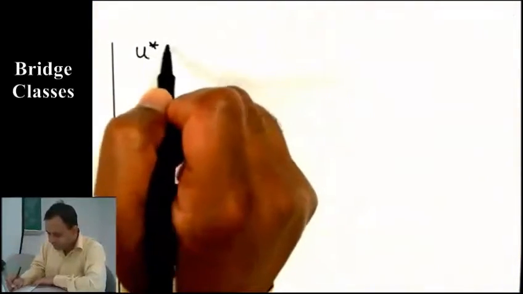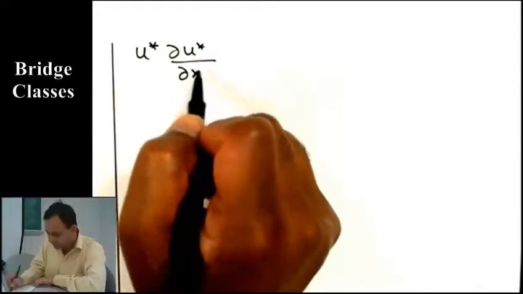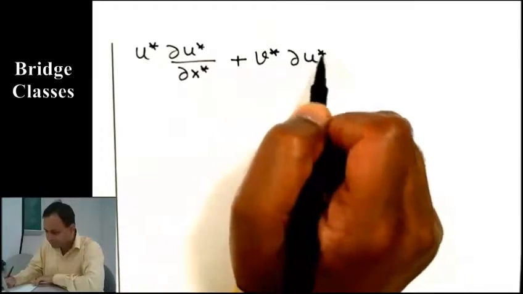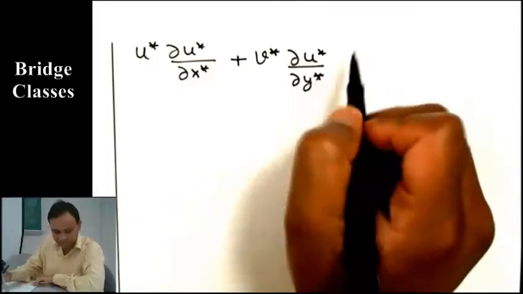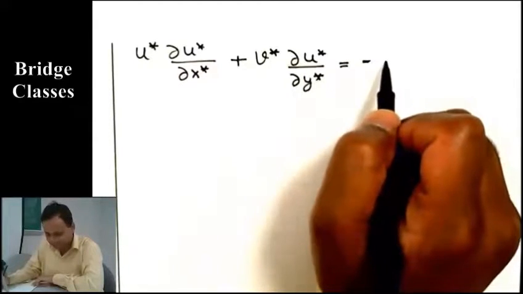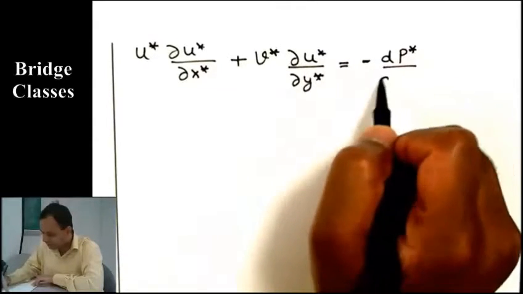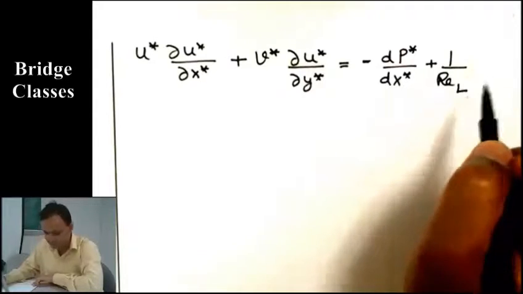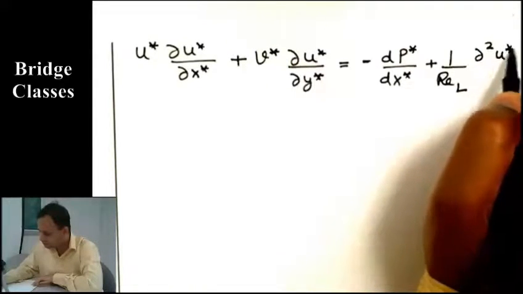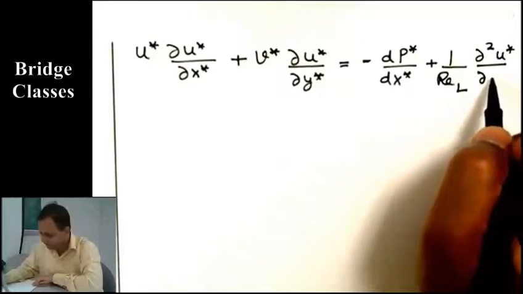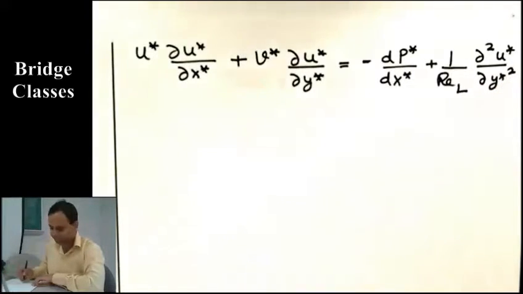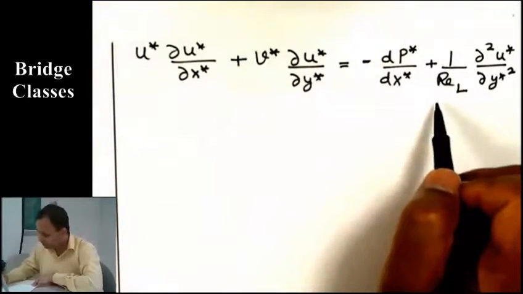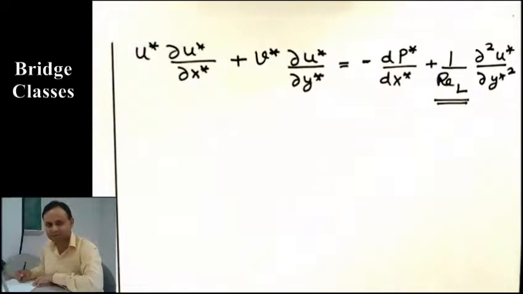u* ∂u*/∂x* plus v* ∂u*/∂y* equals negative dp*/dx* plus 1 over Reynolds number based on L times ∂²u*/∂y*². That is the x momentum equation. So you see, in the non-dimensional equation, we got this parameter, the Reynolds number.